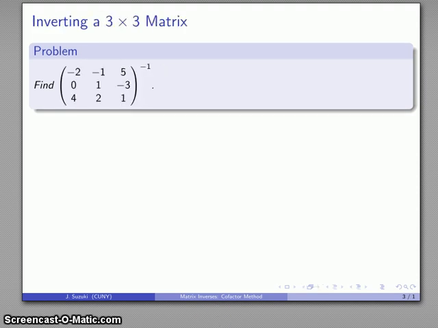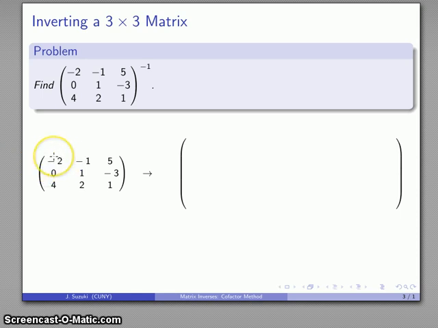Nothing really changes if we go up to a 3 by 3 matrix. The only thing that happens is that things get a little bit more complicated. So there's my 3 by 3 matrix that I want to invert. So I'll start by forming the matrix of cofactors. So again, I'll start with each entry.